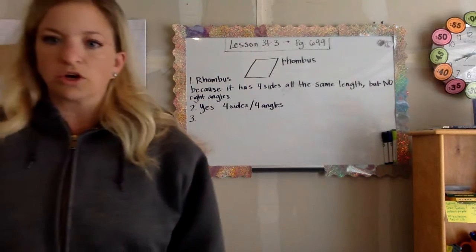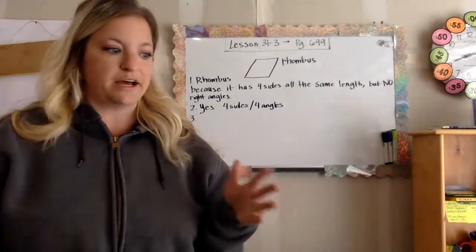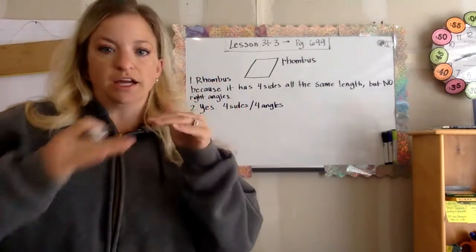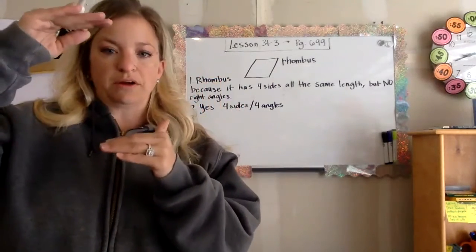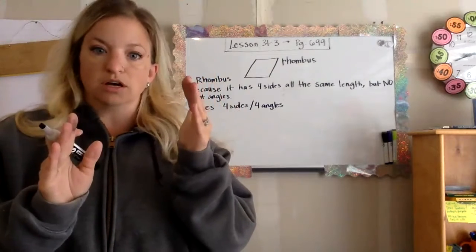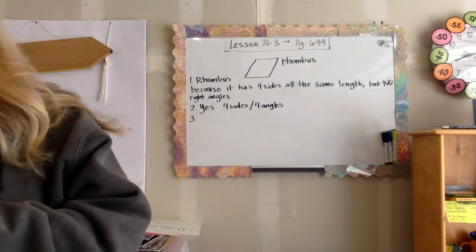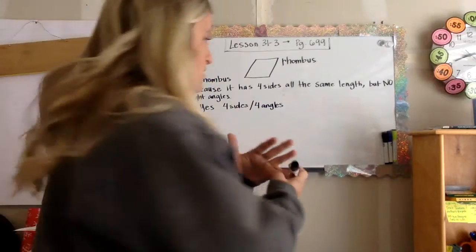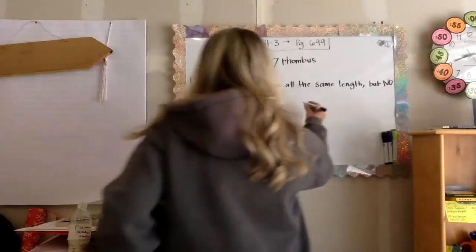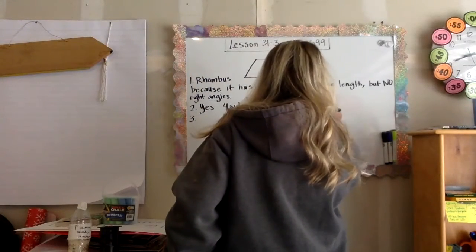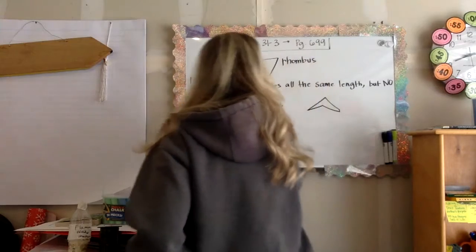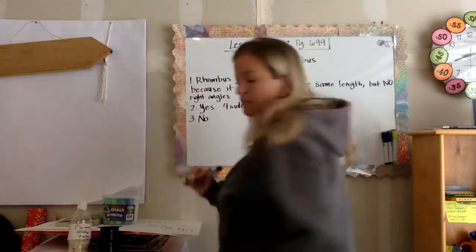Is the shape a parallelogram? No. A parallelogram has 4 sides and 2 are parallel and these 2 are parallel. So the shape above is not a parallelogram because none of those sides are, it's like a weird wonky triangle looking thing. So no, it's not a parallelogram.